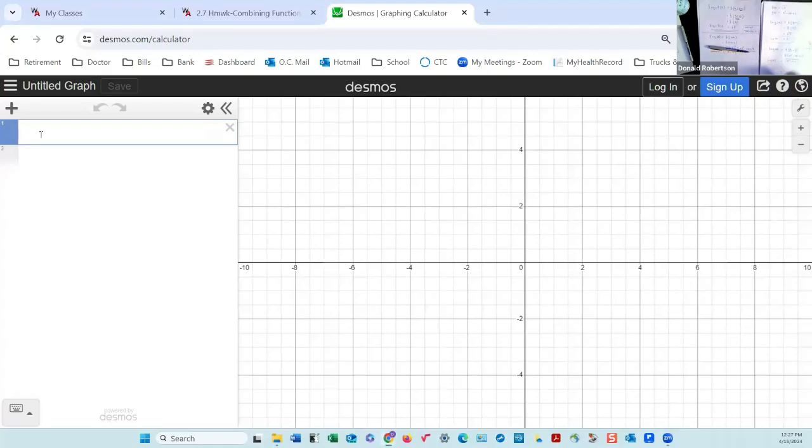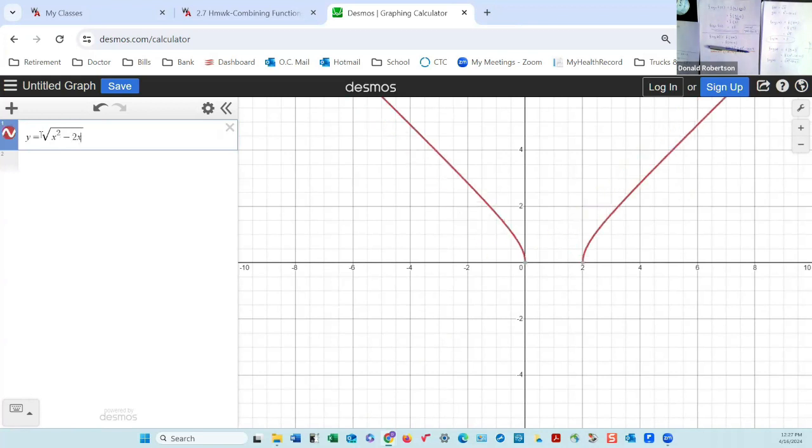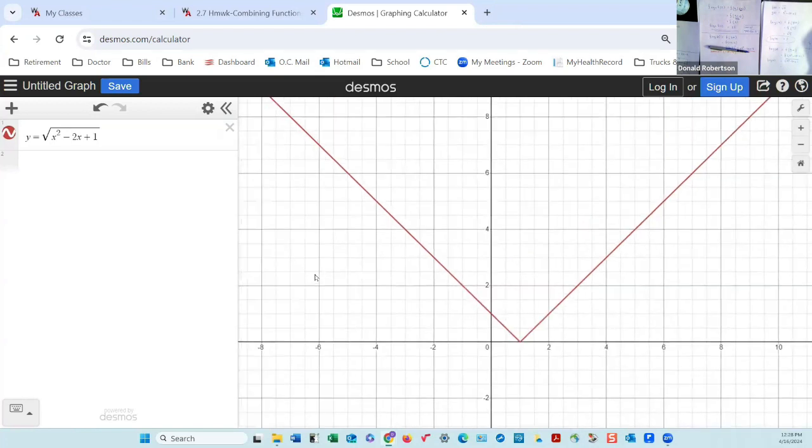So we have our function, which is y equals the square root of x squared minus 2x plus 1, all squared, minus 2x plus 1. And that is a kind of amazing shape. It's a V shape, which was not what you might have expected, but nonetheless, it is.